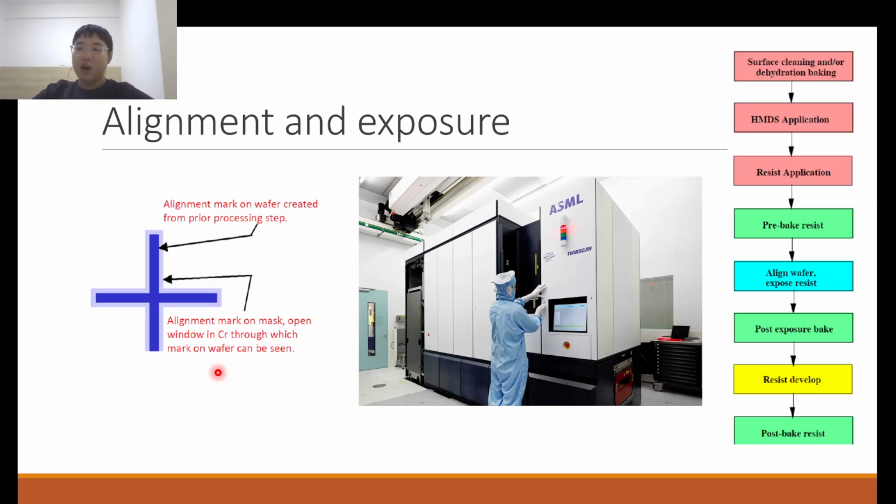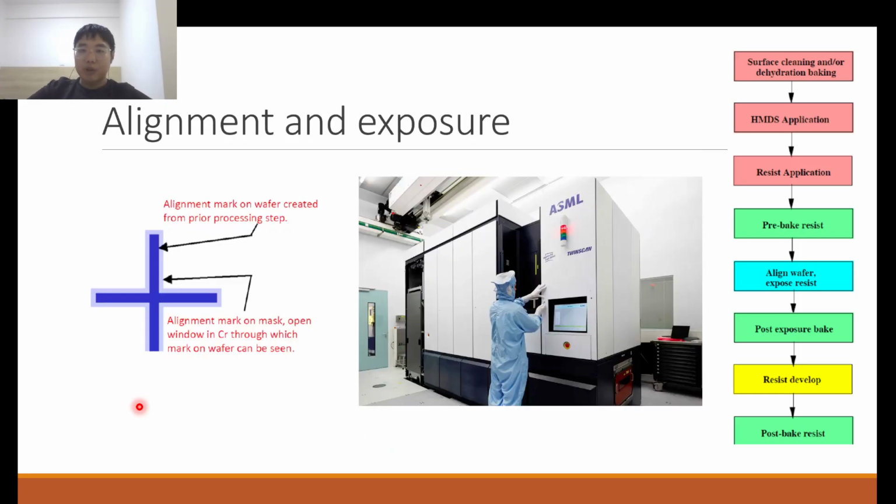So what happens is that normally an alignment mark is patterned on the wafer, and on the mask there's likewise another alignment mark, and it is the alignment of both of these marks together that basically tells the machine that the wafer is correctly aligned and the exposure can happen. And that is basically how they align the wafer to ensure exposure is done correctly.